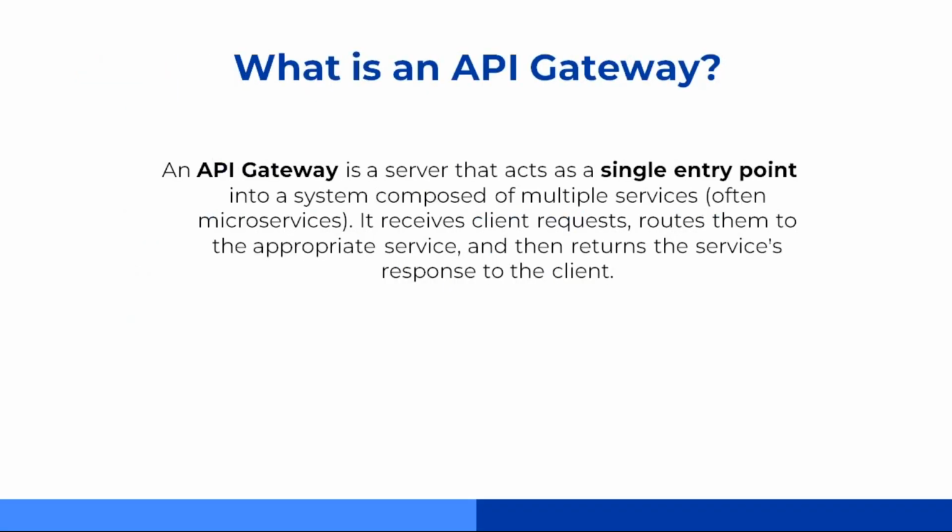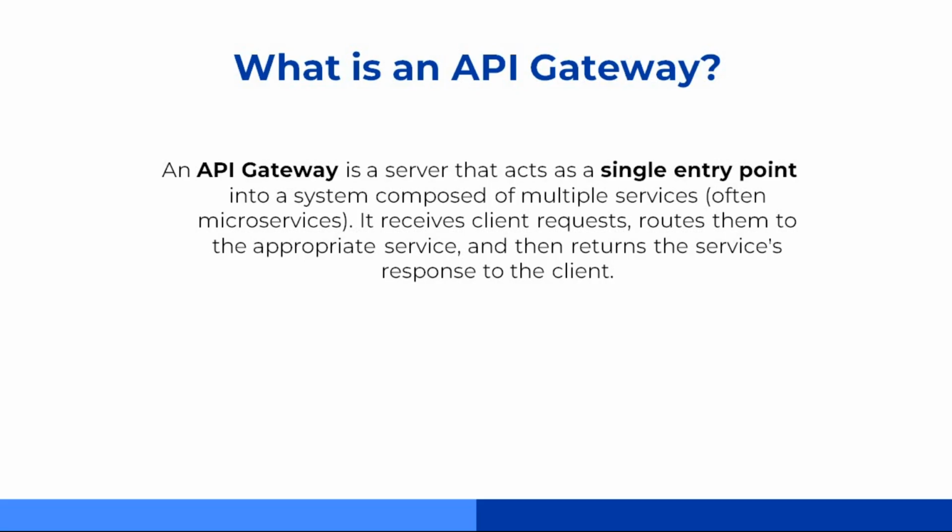Alright, so first, what is an API gateway? In simple terms, an API gateway is a server that acts as a single entry point for client requests in a system with multiple backend services, usually microservices. It receives the request, routes it to the right service, and then sends the response back to the client.